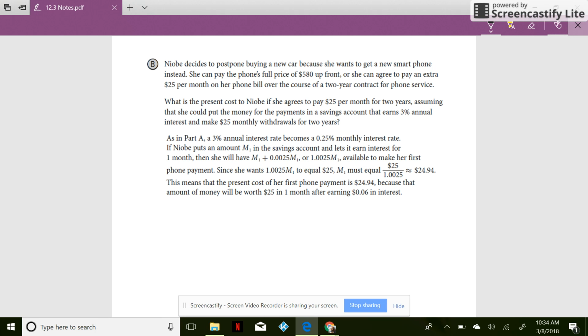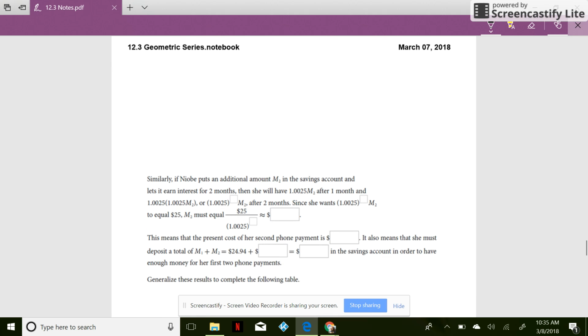So as in part A, a 3% annual interest rate becomes 0.25% monthly interest rate. So let's say she puts an amount M1 in the savings account and lets it earn interest. So for 1 month, she'd have 1.0025 M1 available to make her first phone payment. So since she wants that to equal 25, you have to set it equal. You'll find out that the amount she has to input is 24.94. This means that the present cost of her first phone payment is $24.94 because that amount of money will be worth $25 in 1 month after earning the interest.